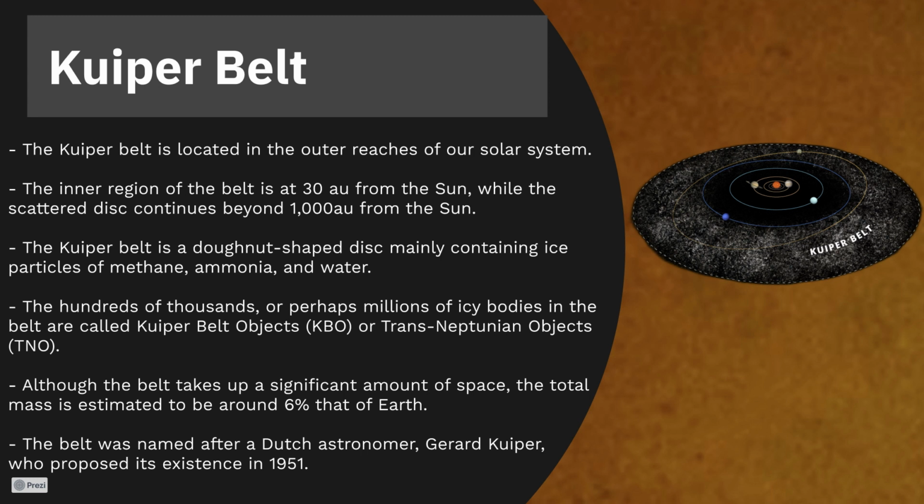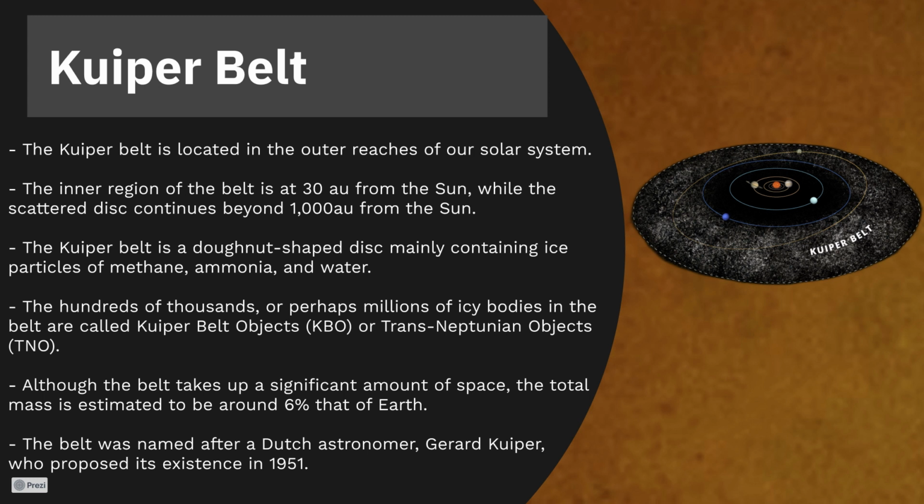The belt is a donut-shaped region of icy bodies that circle the outer solar system, extending beyond the orbit of Neptune, mainly containing ice particles of methane, ammonia, and water. The hundreds of thousands or perhaps millions of icy bodies in the belt are called Kuiper belt objects, or KBOs, or trans-Neptunian objects, or TNOs. Pluto, who was once considered a planet but has now been demoted, resides in the belt along with other KBOs.